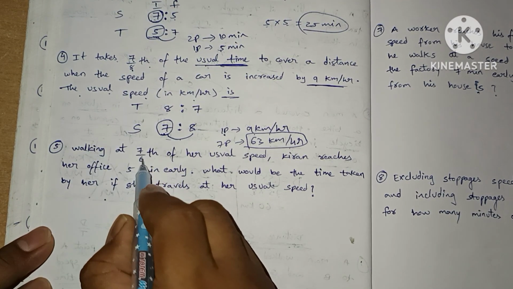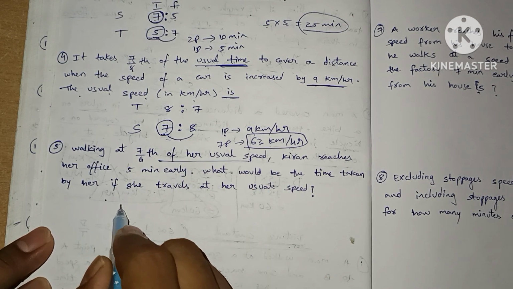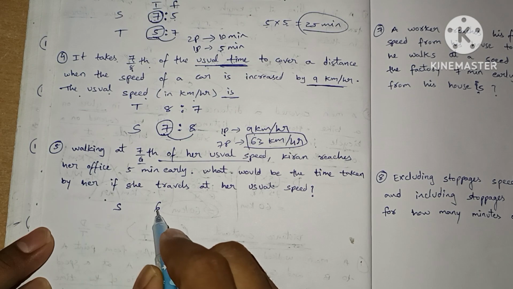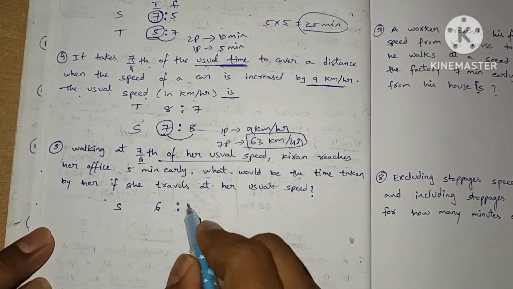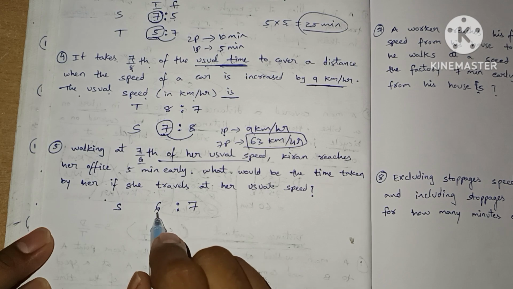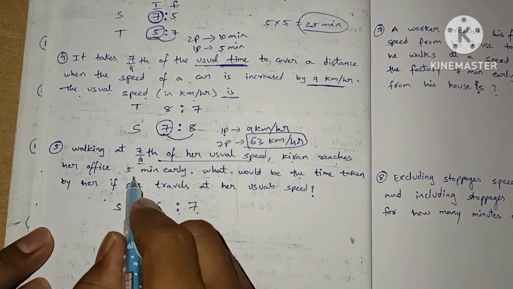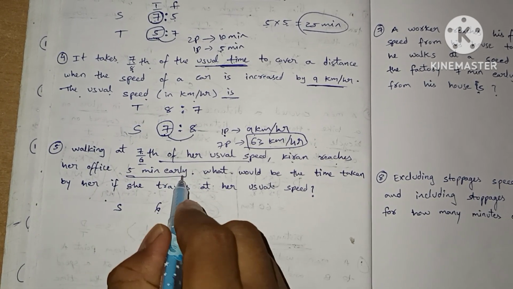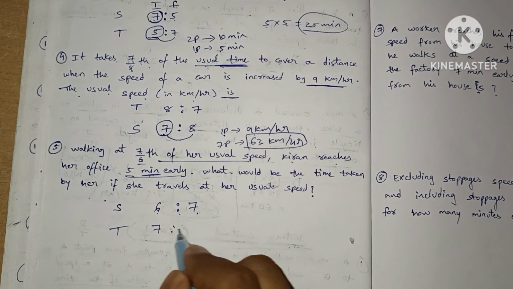Okay, let's see one more question related to that topic. Walking at 7 by 6 of her usual speed. This means the speed ratio: initially 6 parts of speed, then next 7 parts of speed. So the speeds are in ratio of 6:7. Kiran reaches her office 5 minutes early. So 5 minutes early is talking about time. So the time ratio is 7:6.